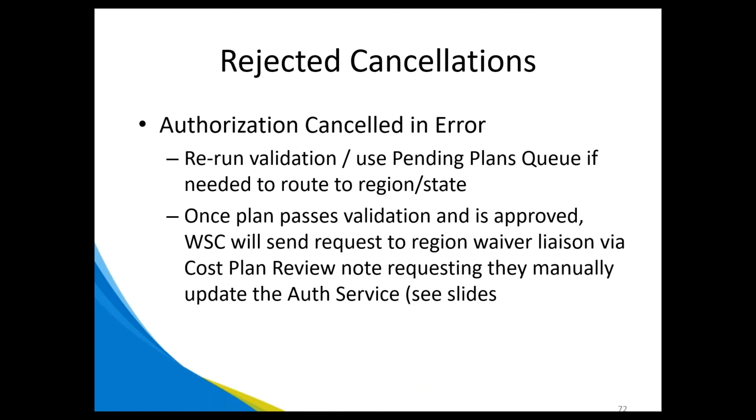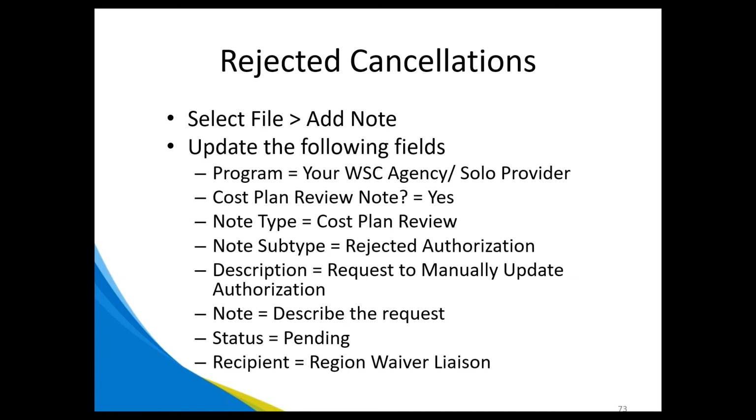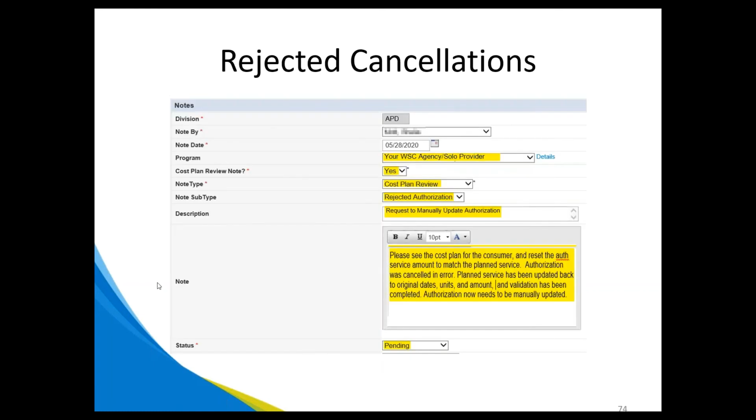So there are 2 times that we're doing that, once in the rejected authorization workflow, and then here in the rejected cancellation workflow. So what you'll do, using that cost plan review note, is use the same note type and subtype, and go through the exact same steps. You're going to put in the request to manually update the authorization. You're going to describe what happened in the note field, change the status to pending, and add your region waiver liaison as the note recipient so that this will land on My Dashboard.